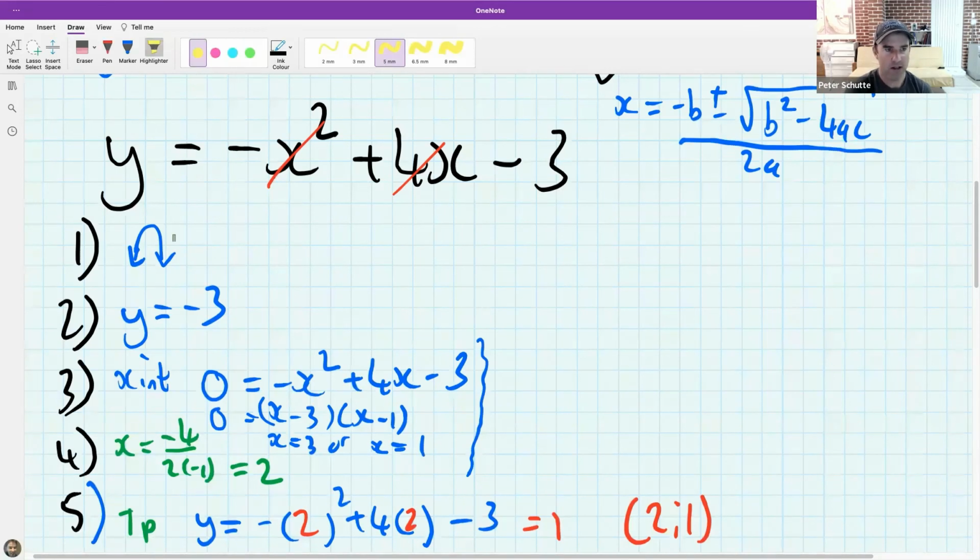So that's all the information you need to draw the graph. I want you to try and draw that graph for me, just to squeeze it in before we end tonight.